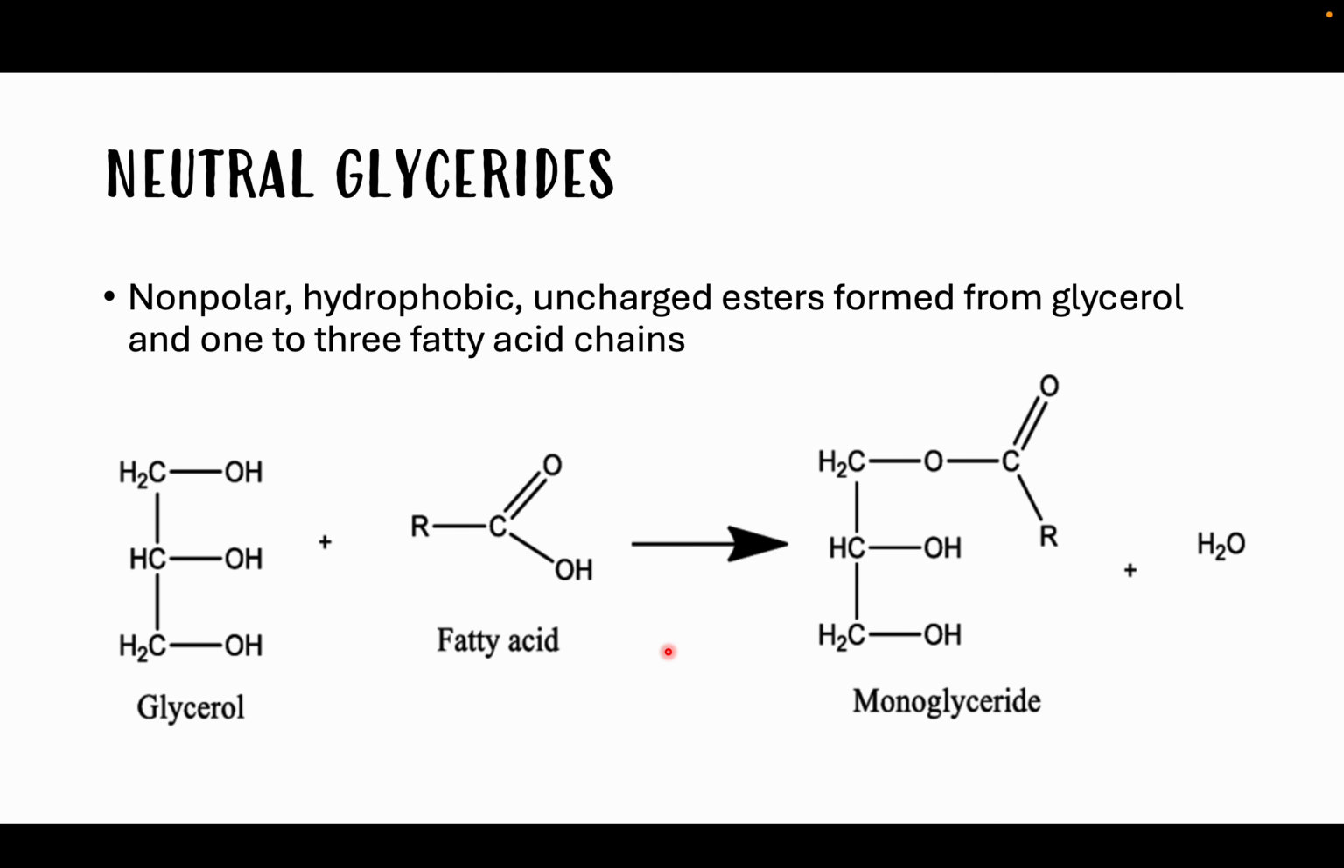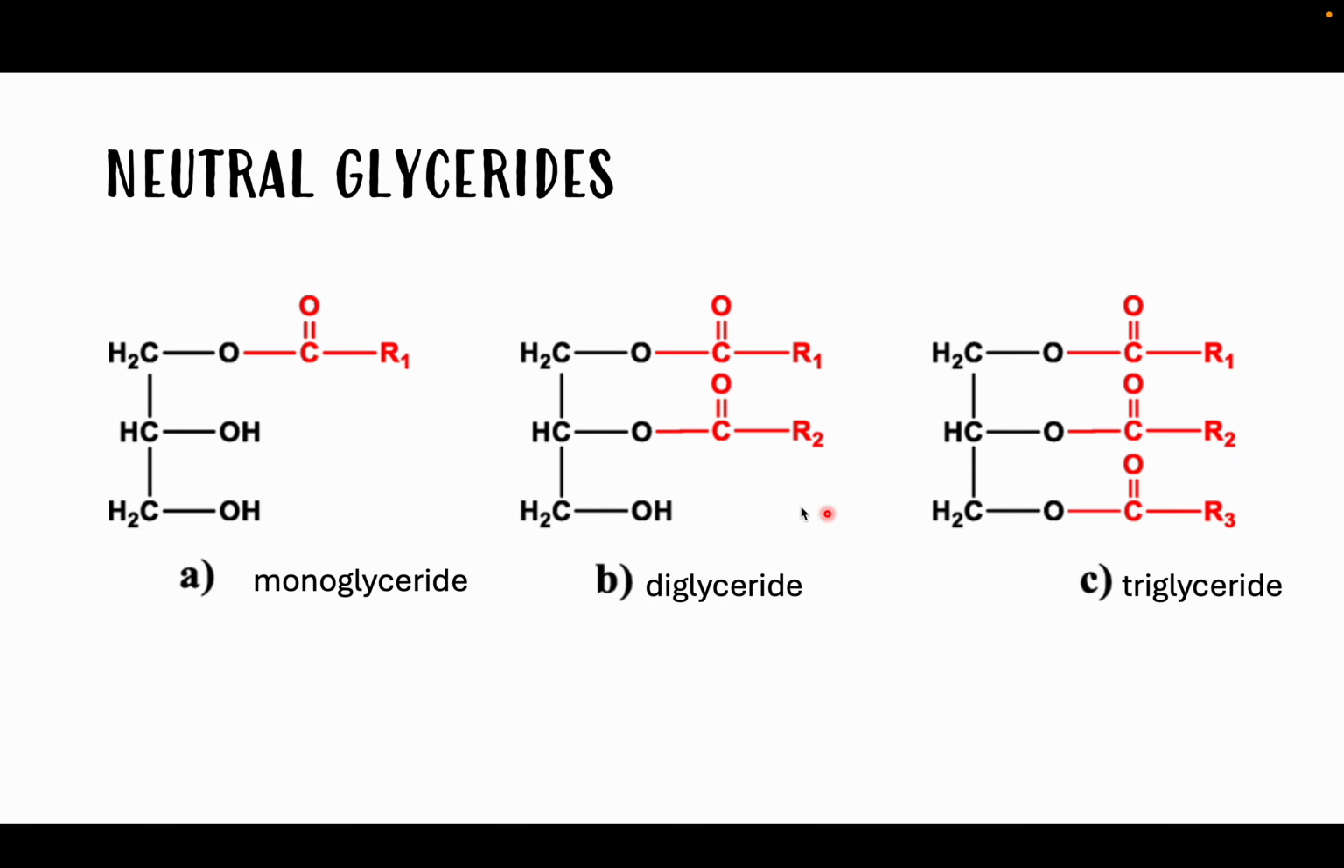So it will depend. In the reaction between a glycerol and fatty acid, if you only have one, you will get a monoglyceride, and the byproduct is water. If you have 2 fatty acids reacted with glycerol, you have a diglyceride, and the byproduct is water. And if you have 3 fatty acids and glycerol, you have a triglyceride, and of course, water.